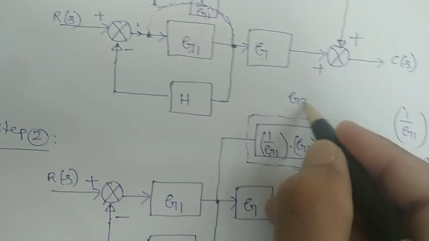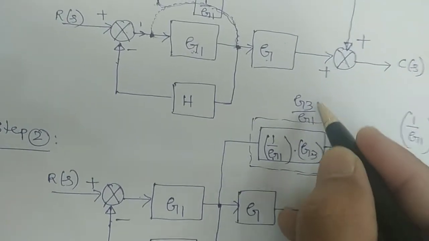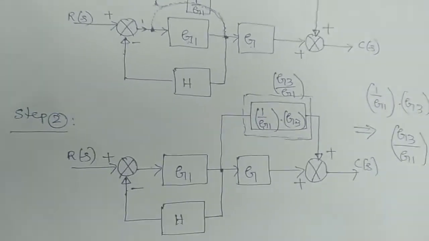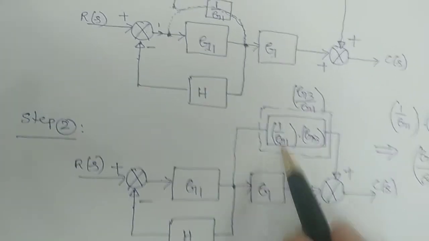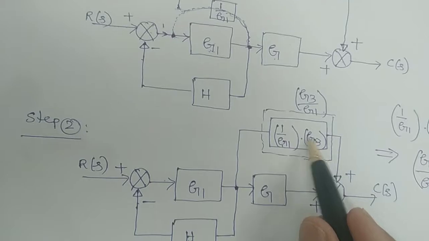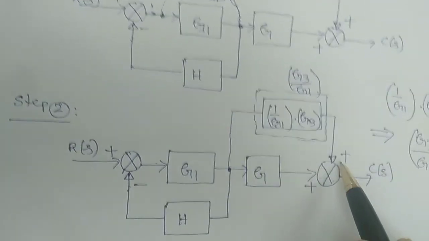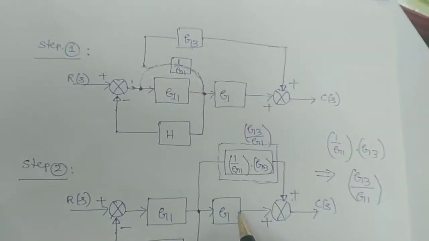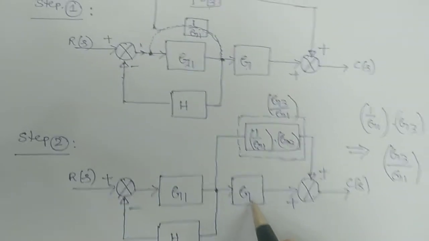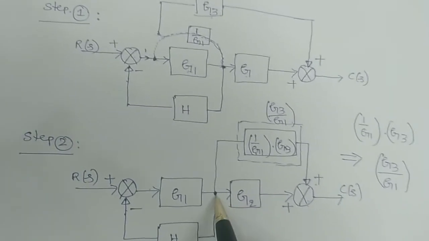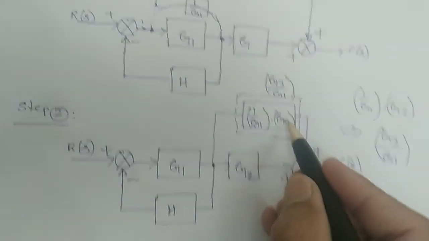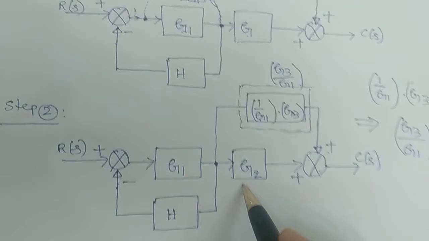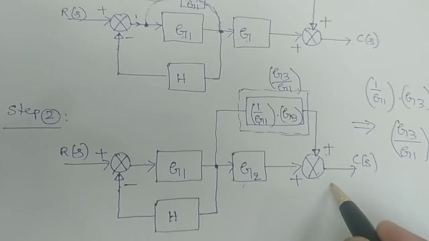Simply it is g3 by g1. You can write g3 by g1 here. Okay, g3 by g1 is coming to the summer. It is adding here. Similarly, this is g2. No, g2 is also coming forward. Then g3 by g1, here it is g3 by g1 plus g2. These two are adding here.